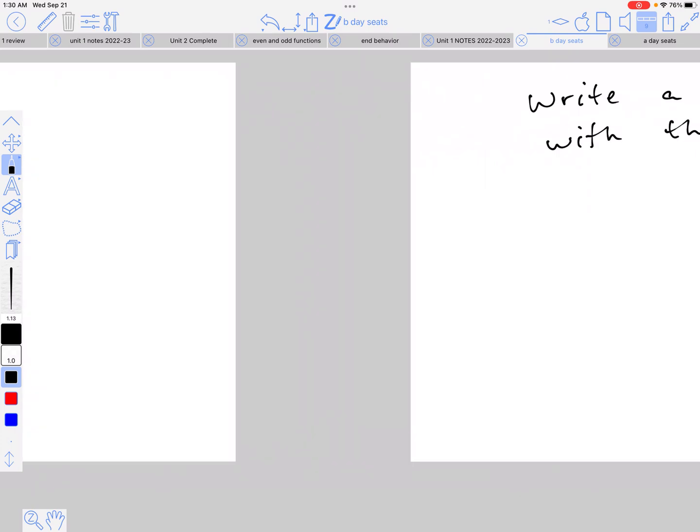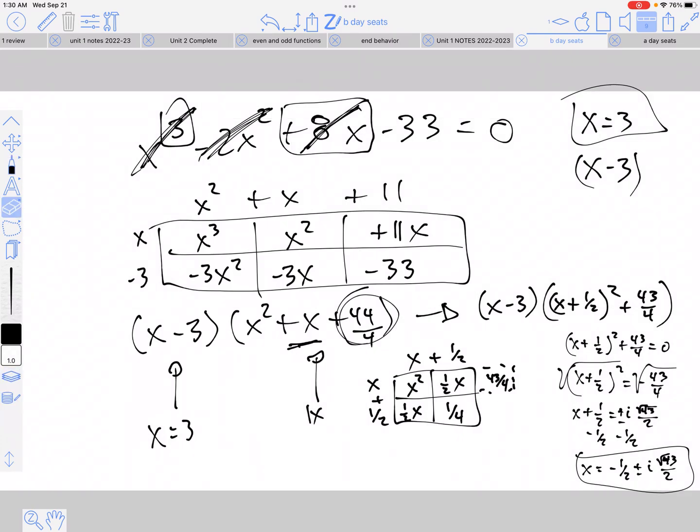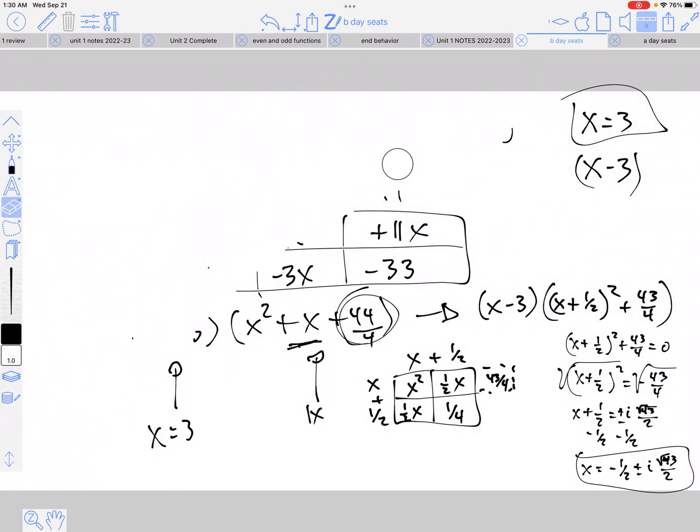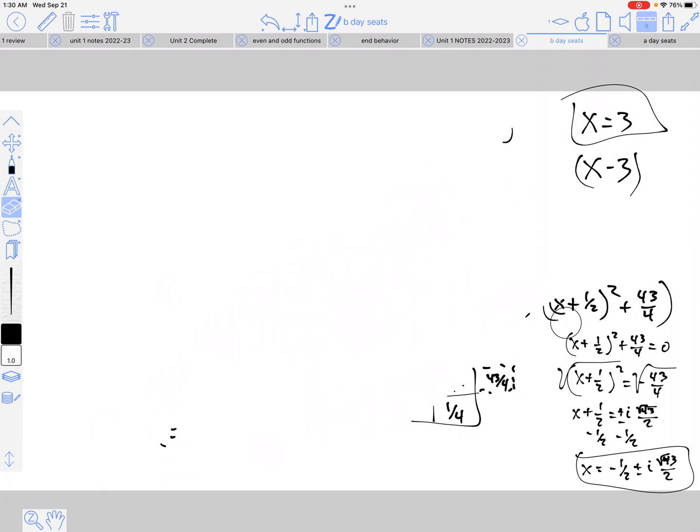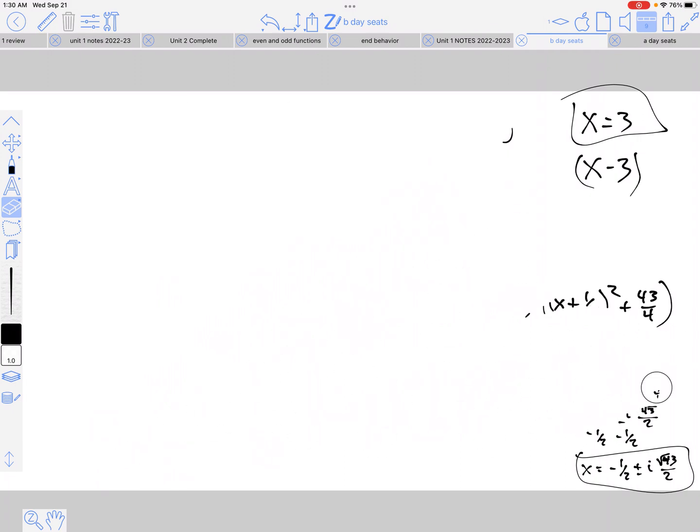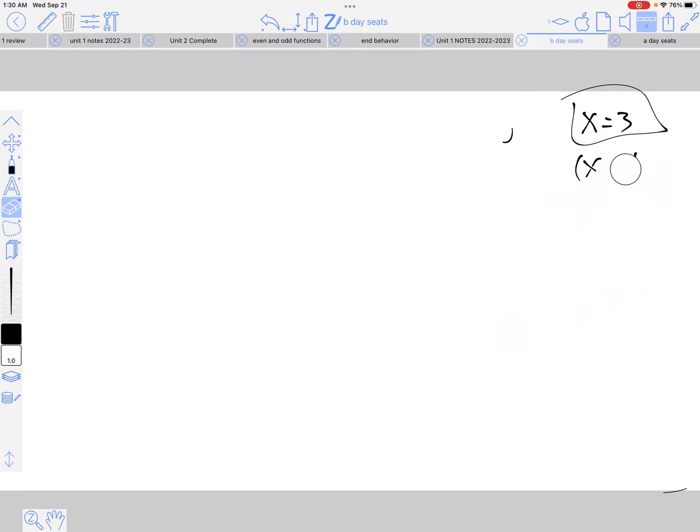Alright, so I just want to show you something real quick. Hopefully it'll be real quick. So that's what we're doing. We're finding the roots. We are factoring. Great. Okay. So I want to show you another one.